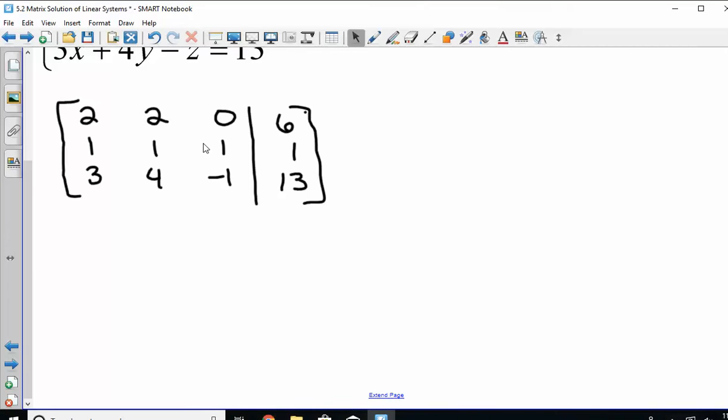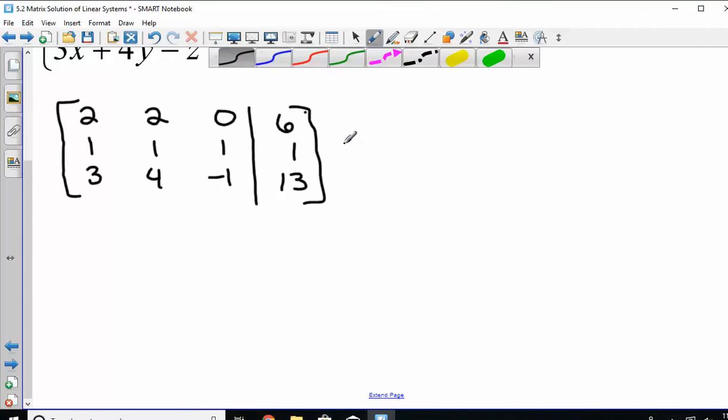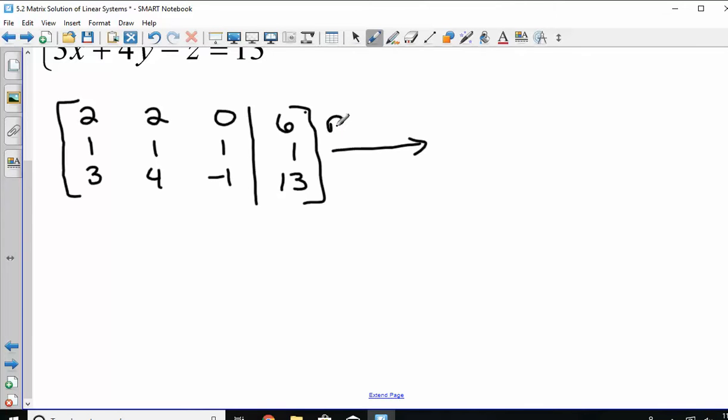You could replace row 1 with row 3 minus row 1. There are a lot of different ways. What did you guys do? Flip? Okay. And if you didn't do it this way, don't start erasing. You're fine.